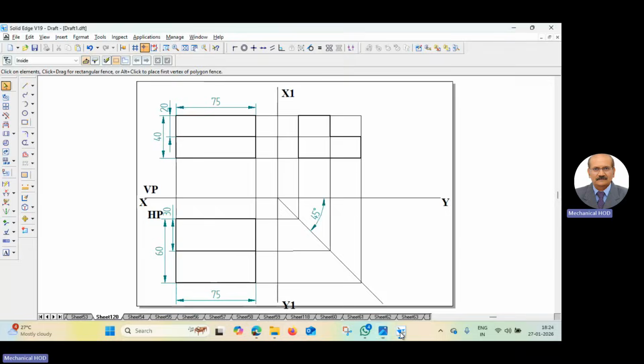Front view, side view: looking from the left side, whatever view we get should be written on the right side, because it's first angle projection. Now we'll start with the front view.